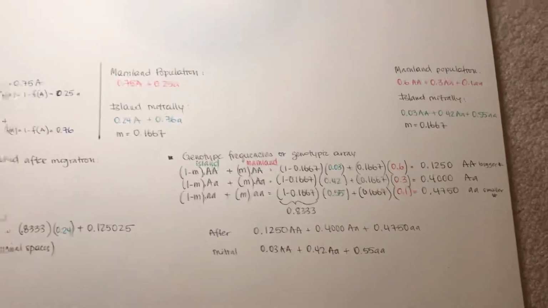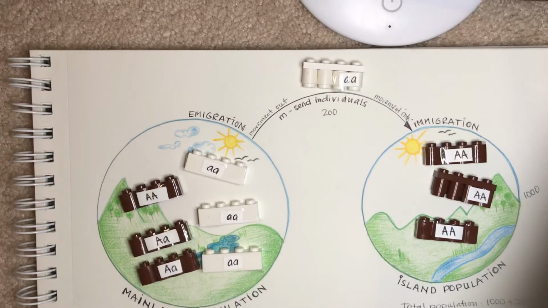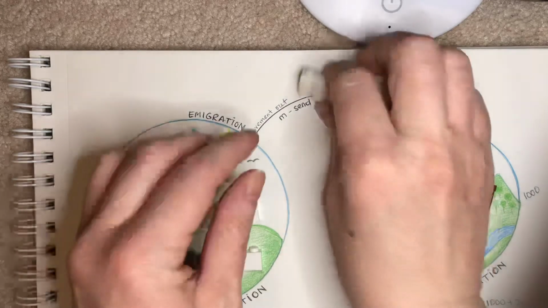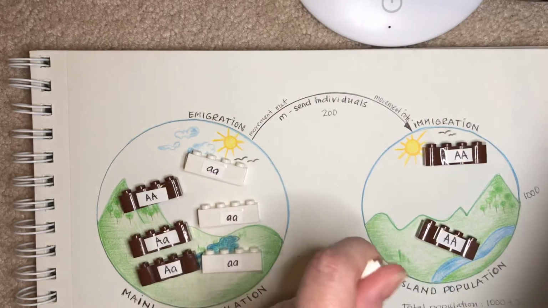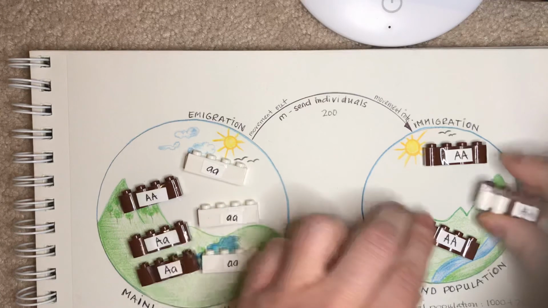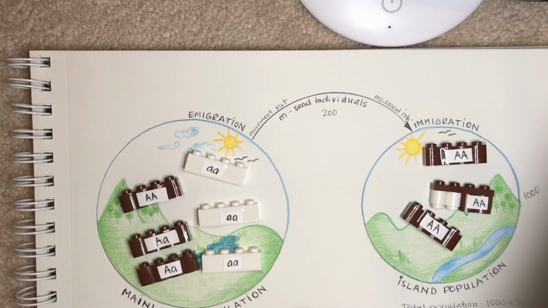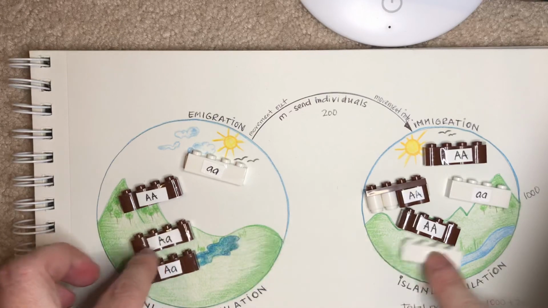What that means is that the main goal of migration is to turn the island population into the exact same thing as the mainland, and the effect is to eliminate the differences between these populations. So after migration and mating, we'll have the heterozygous, and eventually they will become something like that.